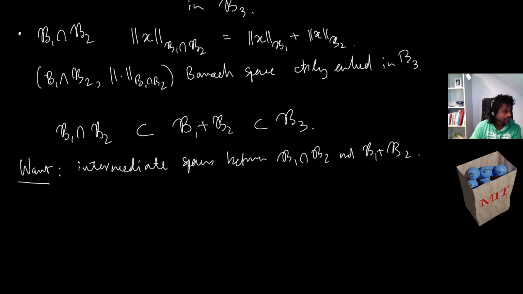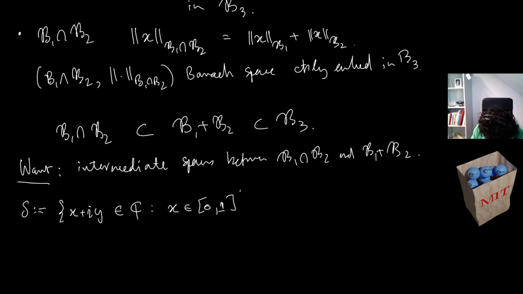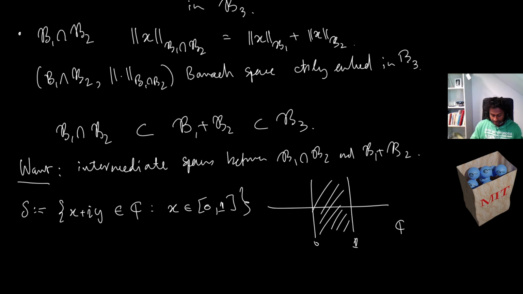So for that, I need to make another definition. I need to look at the strip. I want to look at the strip x plus iy in the complex plane, such that x is just a number between 0 and 1, and y is free to be whatever it wants to be. So this is the closed strip. This is 0, 1, this is C, and I'm looking at the strip here.